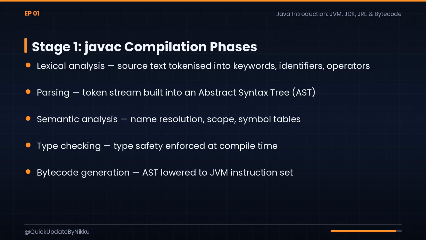The Java compiler lives in the JDK and transforms .java files into .class files through 5 distinct phases. Lexical analysis breaks raw text into tokens. Parsing organizes those tokens into an abstract syntax tree that represents the program's structure. Semantic analysis resolves names and builds symbol tables. Type checking enforces Java's static type guarantees. Finally, bytecode generation walks the AST and emits the JVM instruction sequences we explored earlier.